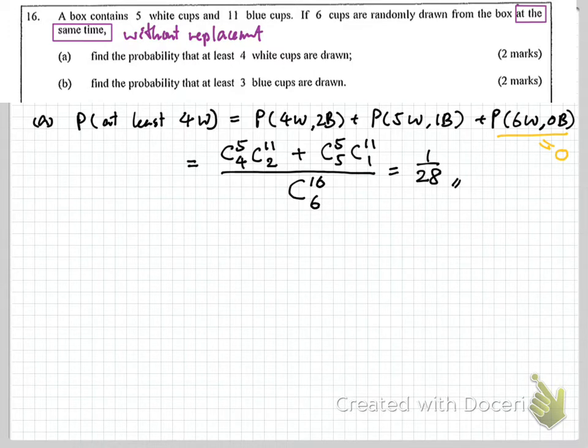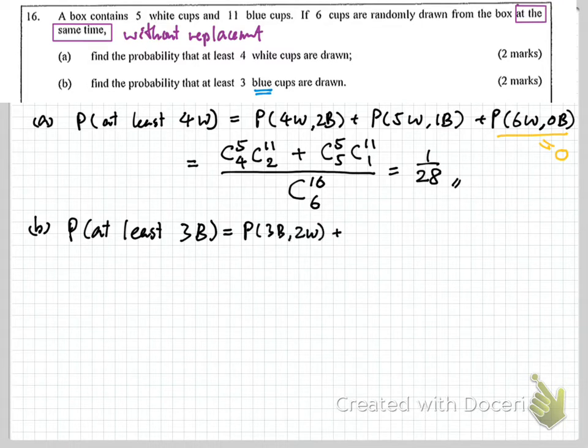Now you may spend some time working on part B. Find the probability that there are at least 3 blue chips. Mind the words. Suddenly it becomes blue. So at least 3 blue. There are many possibilities now. It can be 3 blue and 3 whites. You can have 4 blue and 2 whites. And then you can have 5 blue and 1 white.